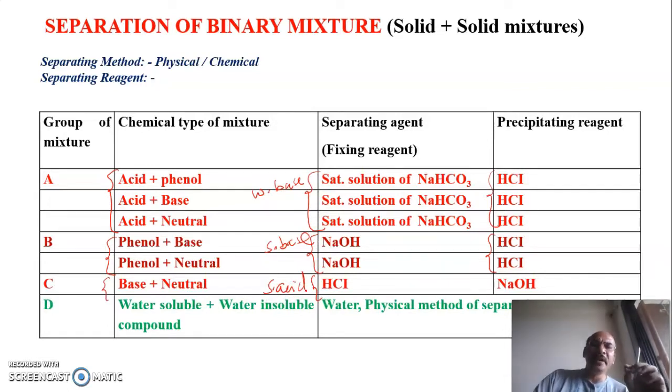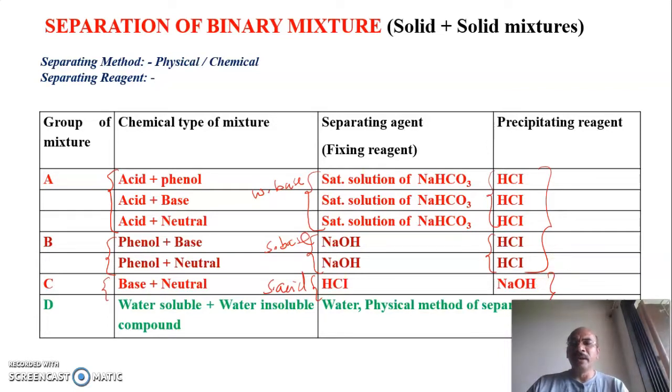So as separating reagents, we are going to use base and acid. In base, two types are there, sodium bicarbonate and sodium hydroxide, and in acid there is hydrochloric acid. And in precipitating reagent, again acid, we are going to use only one kind of acid, that is hydrochloric acid, and base, sodium hydroxide, we will use.